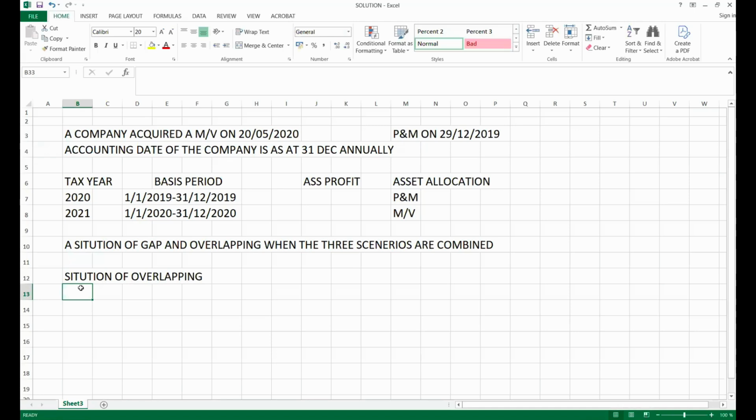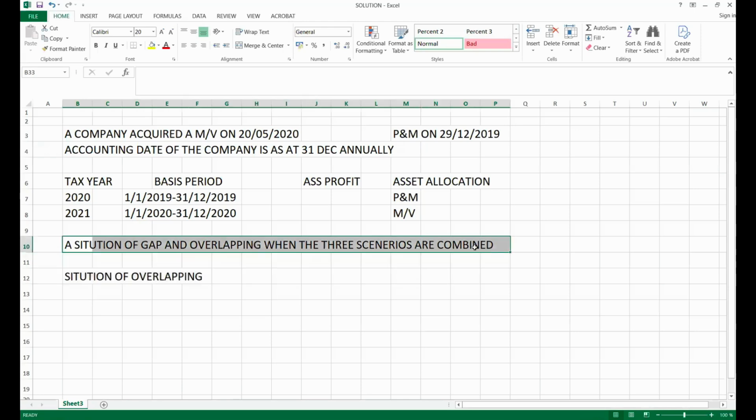The same basis period, one basis period, will be common to more than one year of assessment. So this can occur when you have these three scenarios combined together.